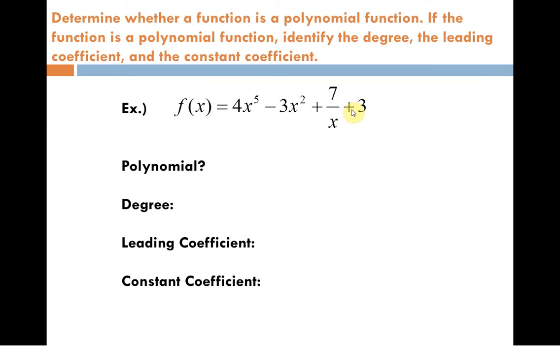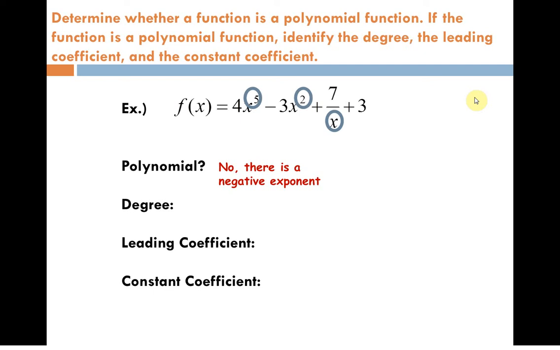So let's do it again. Is this a polynomial function? Well, let me take a peek at all of my variables. 5 is positive, 2 is positive. Oh, what's this being raised to? 1, right? Because when I can't see it, it's a 1. But I could write this as 7x to the negative 1. Oh, that's right. Technically, that's a negative exponent.